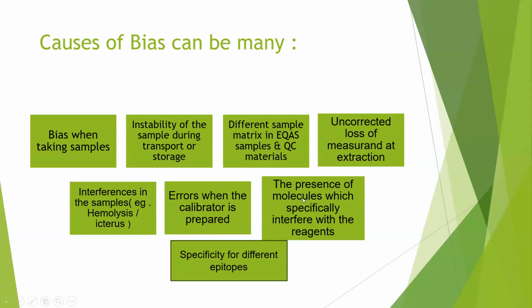Then we can have certain molecules which specifically will interfere with the reagents, for example, in the measurement process. The commonest example of this is in immunoassays, where we have the presence of heterophilic antibodies, which can interfere with the reagents. Another example where bias can happen is in immunoassays, where different epitopes are used for different immunoassays in different kits. The antibodies are against different epitopes, and they are specific, and there can be bias between two measurements. So these are examples of causes of bias, which can be many.